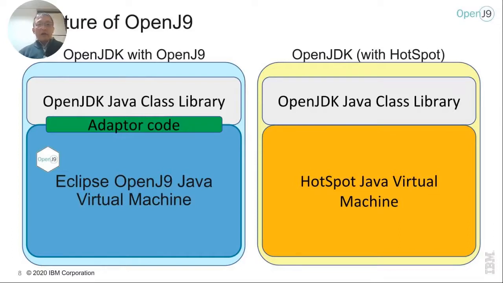I'd like to talk about the structure of OpenJ9 here. OpenJ9 is an implementation of Java Virtual Machine. You may know that there is another Java Virtual Machine that originates from Sun and Oracle, which is called Hotspot. There is an open source project called OpenJDK, and Hotspot is a virtual machine developed in the OpenJDK project. You can see it on the right side of this page. And Hotspot is not the only component in the OpenJDK project. You can see the OpenJDK class library in the box above.